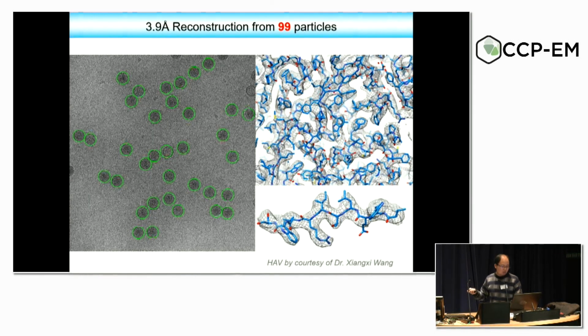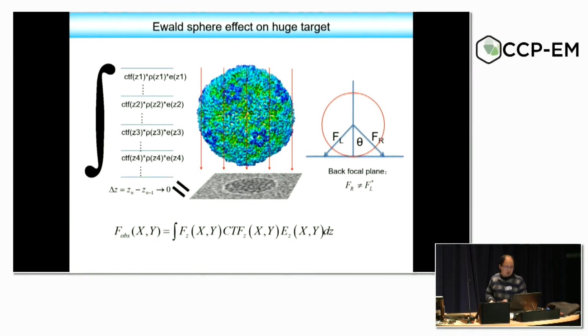And then, by better weighting, we can get much better pre-polished particles and get better results. And finally, I want to quickly mention something about the Ewald sphere correction. So we have a 3D structure, and the defocus varies. Even if it strictly obeys the weak phase approximation, you still have problems.